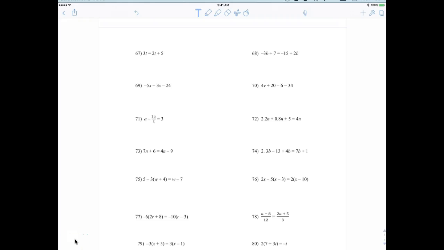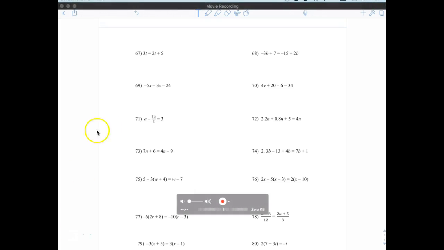Easier for me. I'll just do the odds, and then tonight you have to do the what? Evens. You have to do the evens. All right? So let's give it our best shot here now.